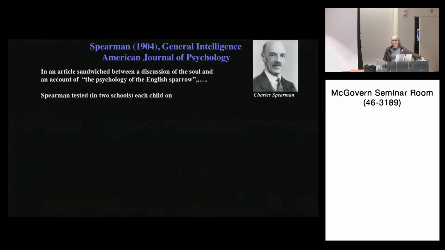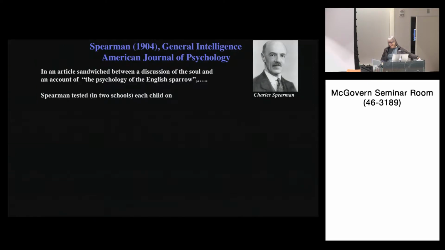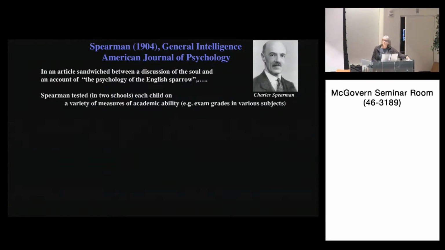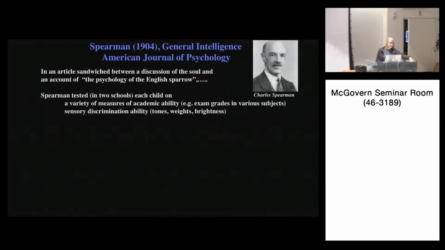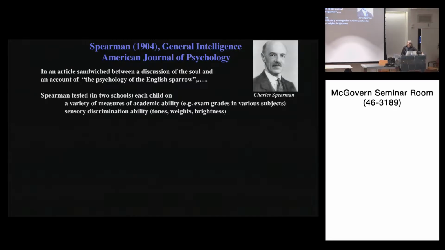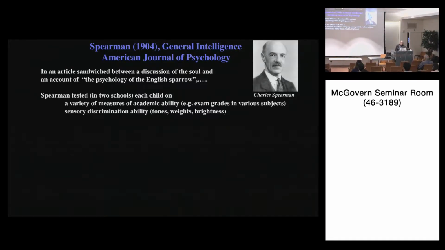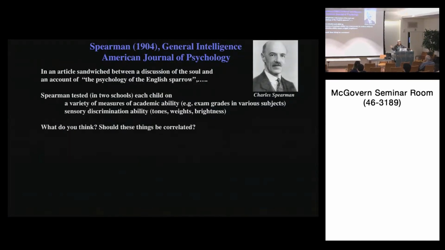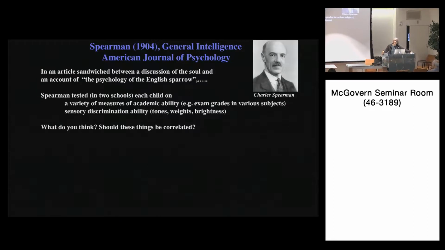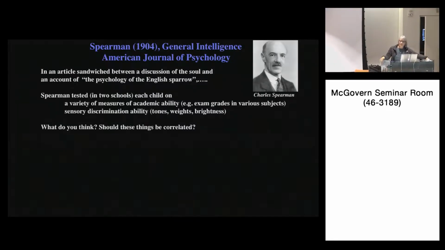What Spearman did was extremely low-tech but a kind of deep question. He went into schools and tested children on a whole bunch of different tasks. He got measures of their academic ability from exam grades in a whole bunch of different subjects. He measured their ability to discriminate different kinds of information, like the pitch of tones or weights of different objects or the brightness of a light. From all of these different abilities, he looked at the question of whether they were correlated within an individual.